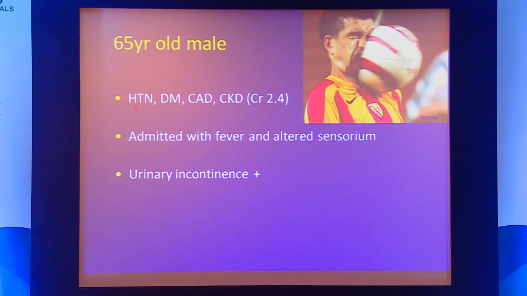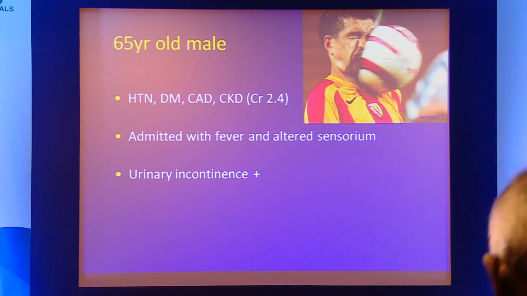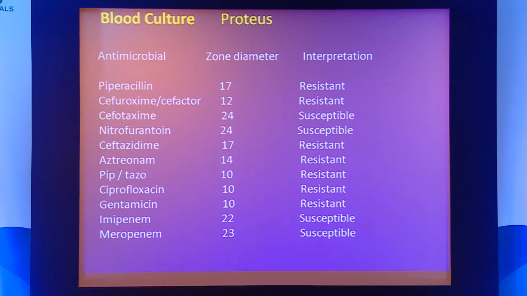65-year-old male, hypertensive, diabetic, coronary artery disease, chronic kidney disease with a creatinine of 2.4, admitted with fever and altered sensorium, and also has urinary incontinence. So there is a possibility this could be a urinary infection. The blood culture now again shows Proteus, and now you have the interpretation, piperacillin resistant, cefuroxime resistant. It is susceptible to cefotaxime, but resistant to ceftazidime, and resistant to a lot of others, and susceptible to carbapenems.